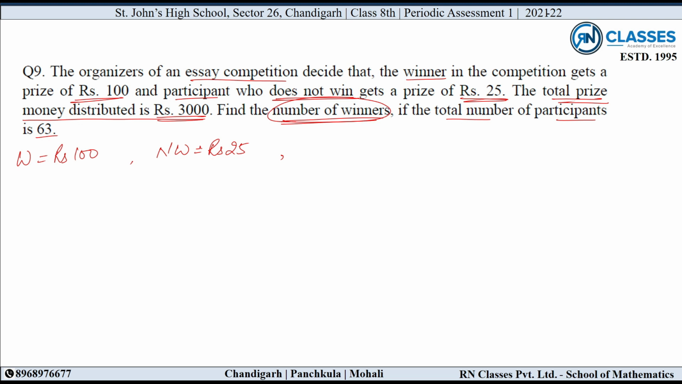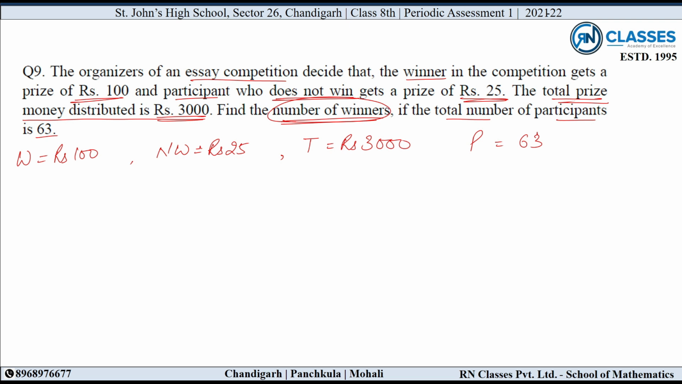Now the total prize money, total money which is distributed is rupees 3000. Okay, now what we have to find? Number of winners and the total number of participants. Participants is P. Total number of participants is 63. Okay, done. We need to find winners.